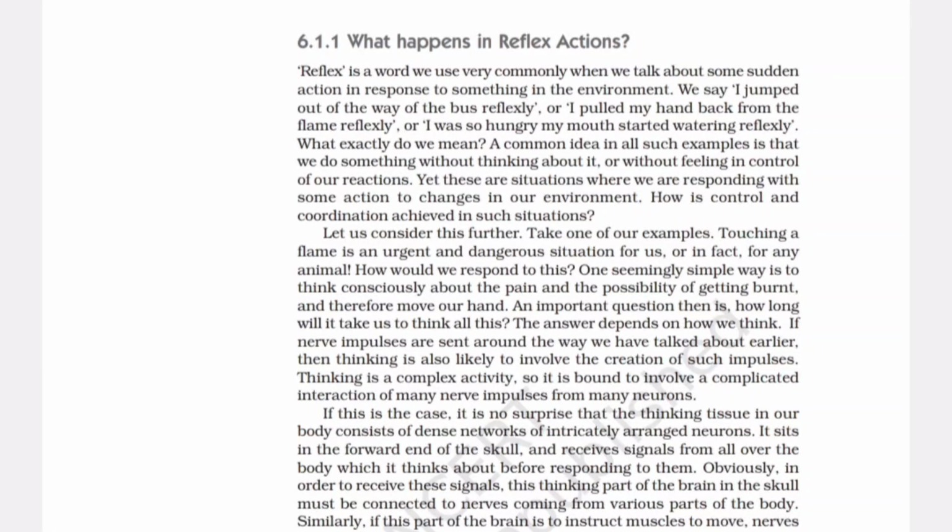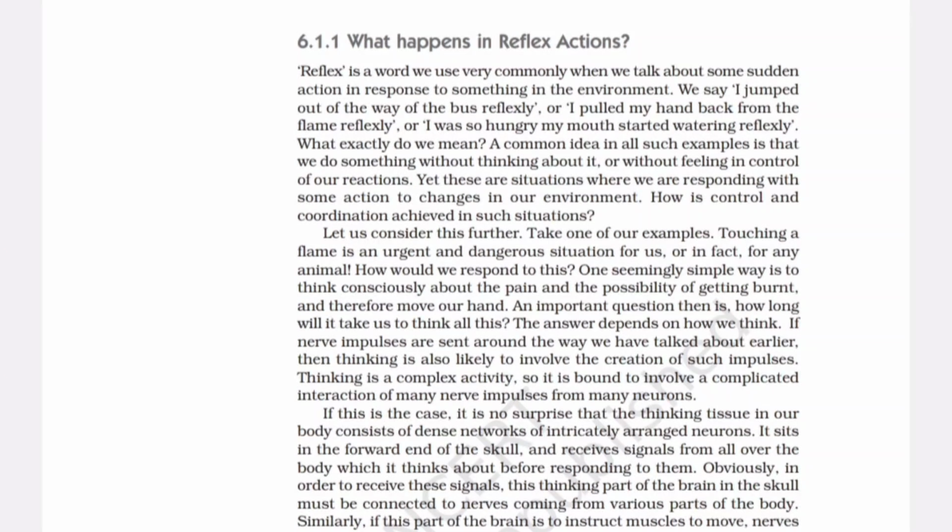If nerve impulses are sent around the way we have talked about earlier, then thinking is also likely to involve the creation of such impulses. Thinking is a complex activity, so it is bound to involve a complicated interaction of many nerve impulses from many neurons. If this is the case, it is no surprise that the thinking tissue in our body consists of dense networks of intricately arranged neurons. It sits in the forward end of the skull, and receives signals from all over the body which it thinks about before responding to them.